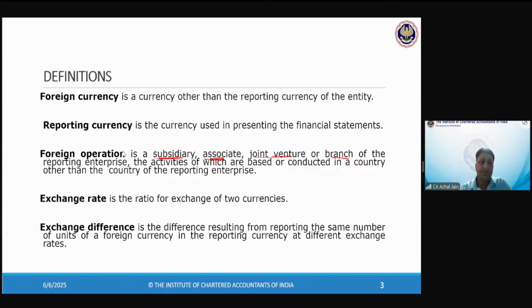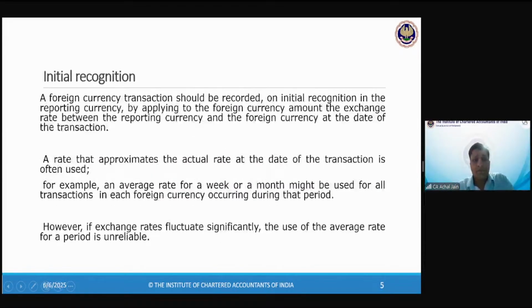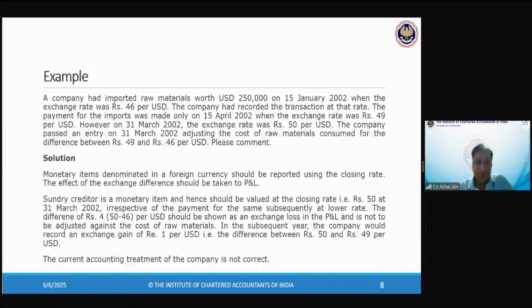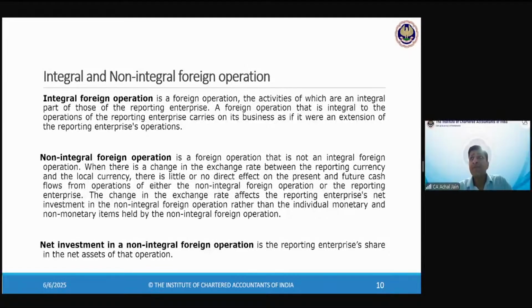Okay. Now, in relation to these foreign operations, there's one more part we need to understand, and that is in relation to their categories, or you can say the types. So these foreign operations could be of two types. One that you call integral, and second is non-integral. Now, what is the meaning of integral?